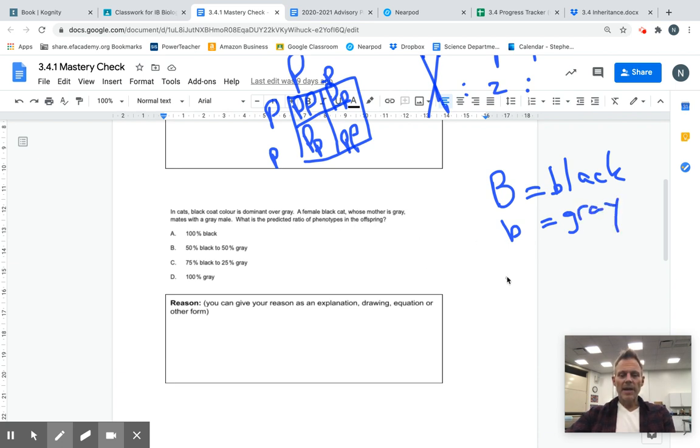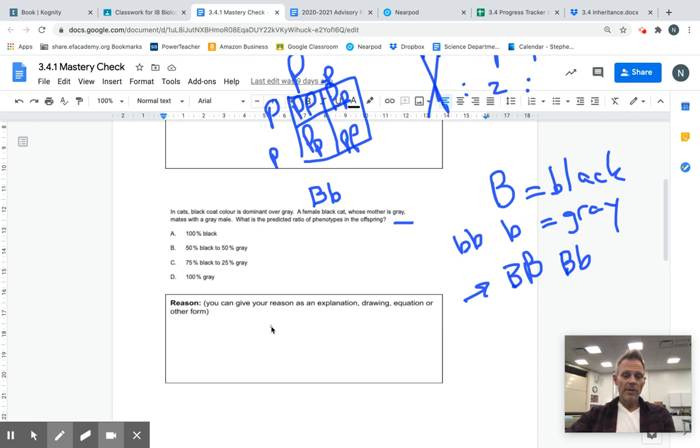Then it says a female black cat. So all we know is that she's black. So this black cat could be big B big B, or it could be big B little b. We don't know. However, it says her mother was gray. So the mother, being gray, had to be little b little b. So one of these little b's went into this female black cat. So she had to be heterozygous, big B little b, because she inherited one of the alleles for gray from her mother. Okay, so it says, what will happen when she mates with a gray male?